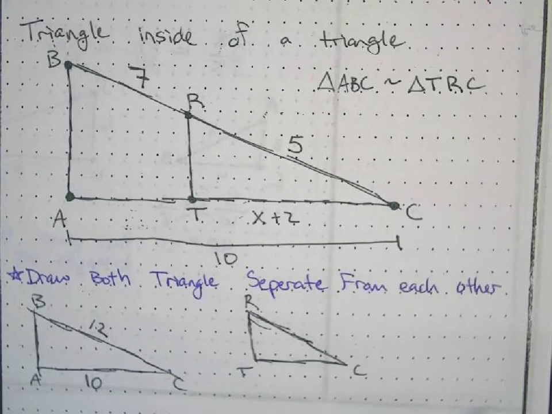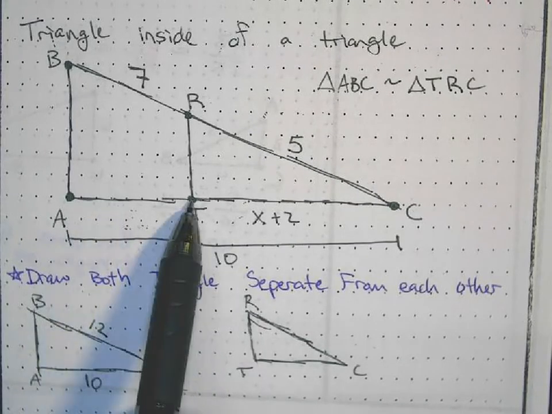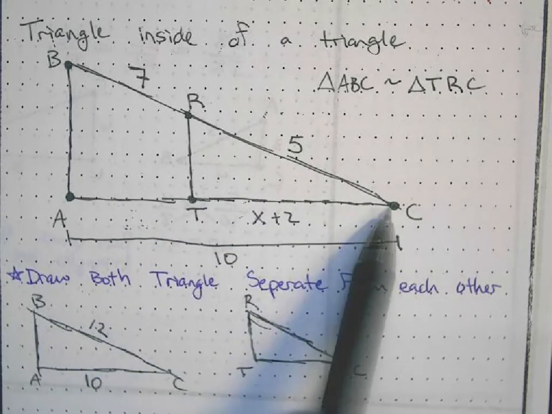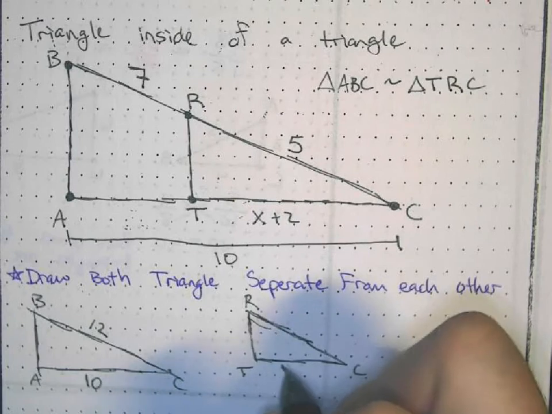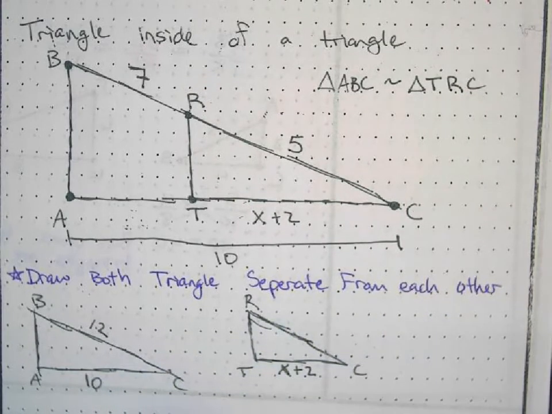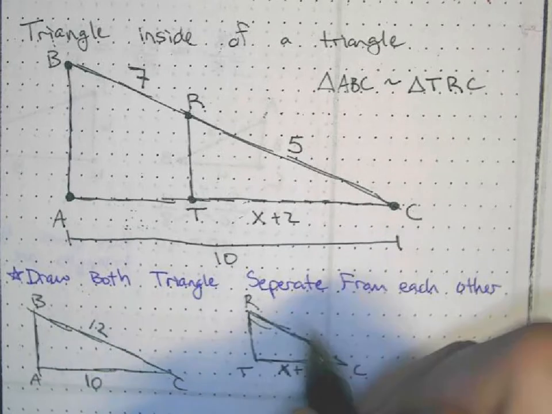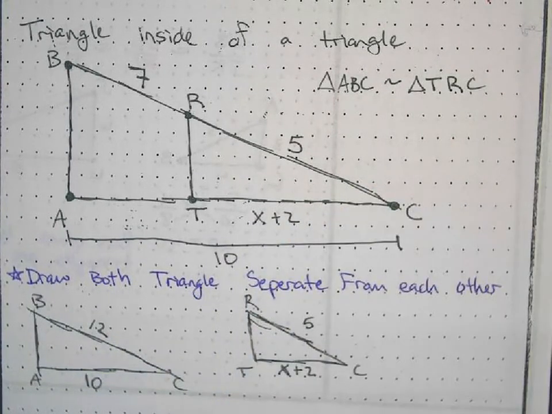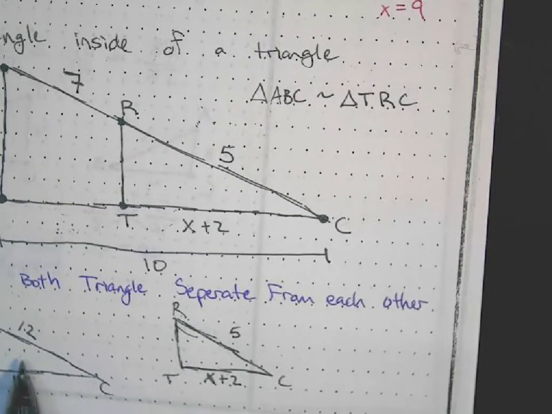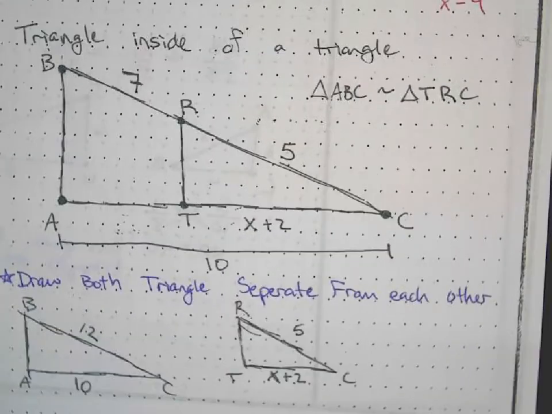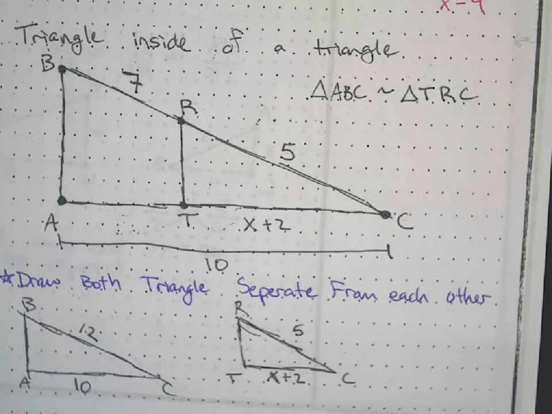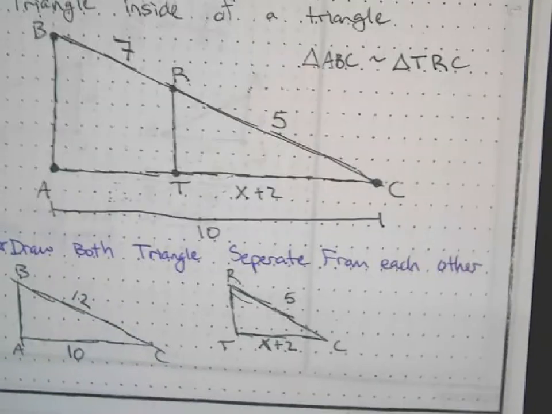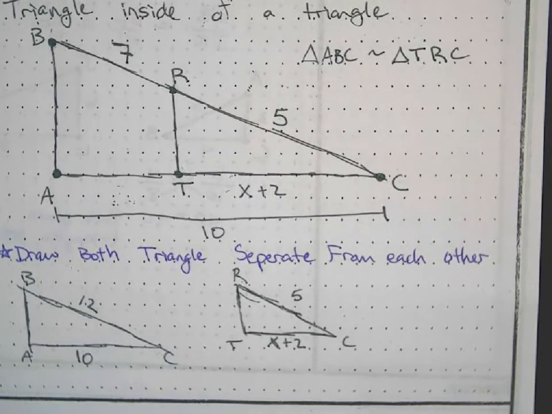Now let's fill in our other triangle. So I'm just looking at TRC. So it's the TC length. T to C is our x plus 2. And then our R to C is 5. And our RT is blank. Now that we have our two triangles, it's much easier to see. We can see that the whole length of BC is 12. So this is just scratch work that helps us alleviate that confusion or stress.